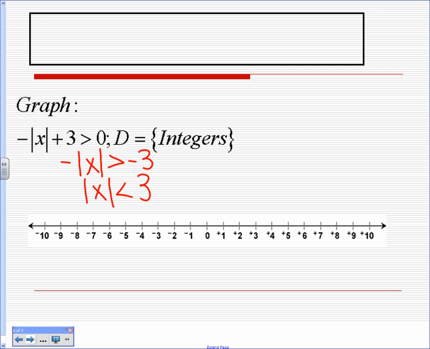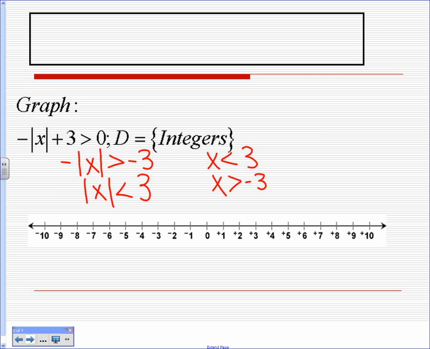Do y'all see how that works? Okay, now that the absolute value is isolated, we can continue. What would be one inequality? X is less than 3, or what? X is greater than negative 3. Do you see how that works?